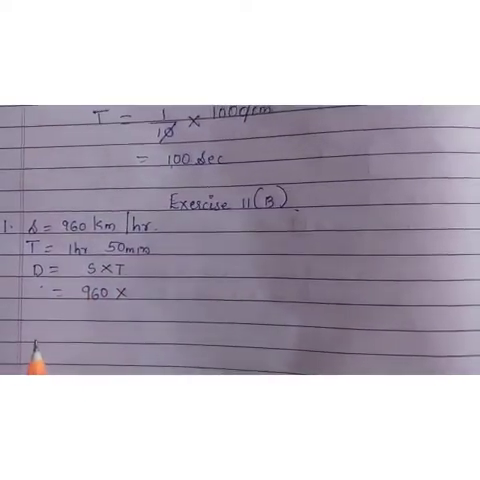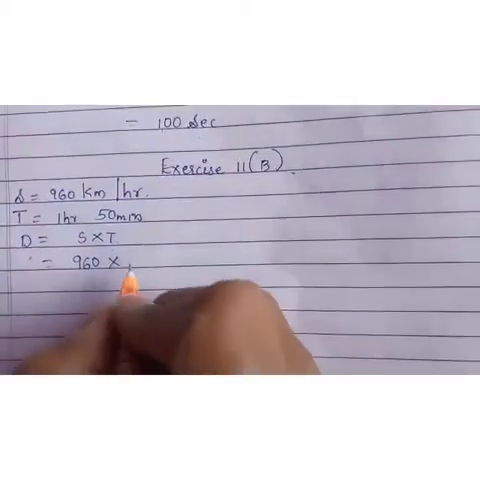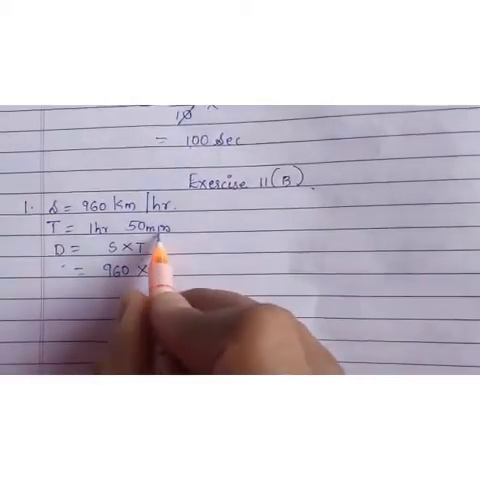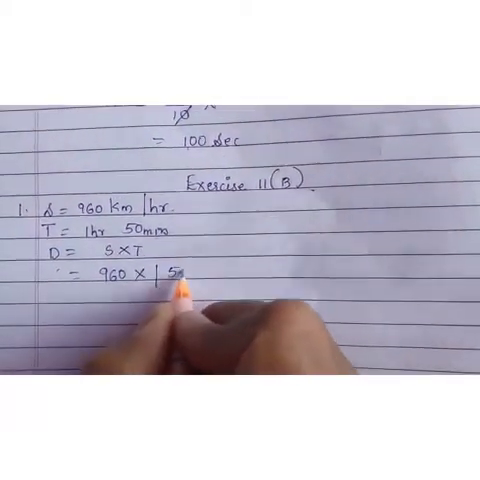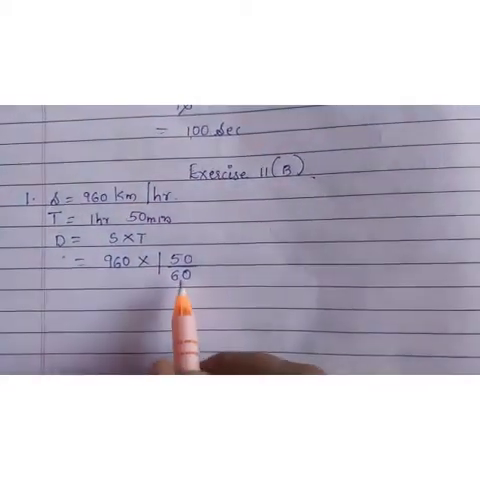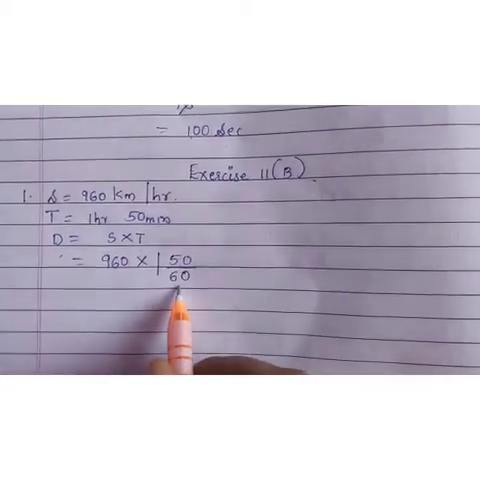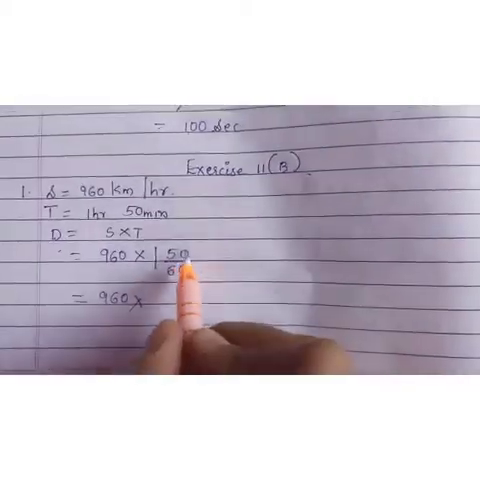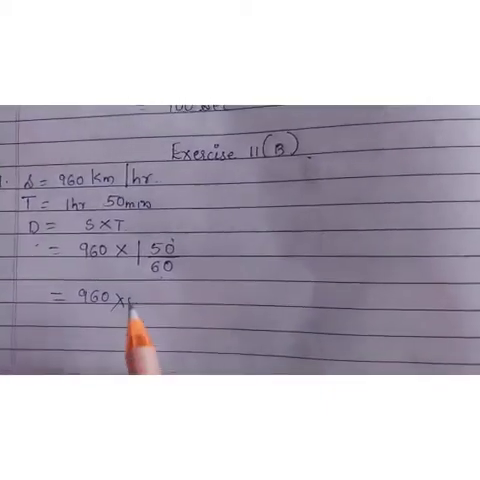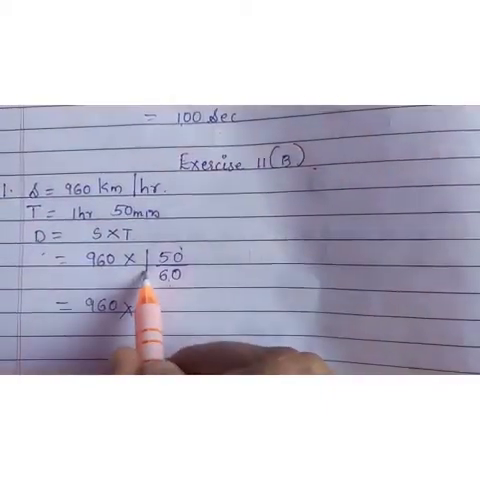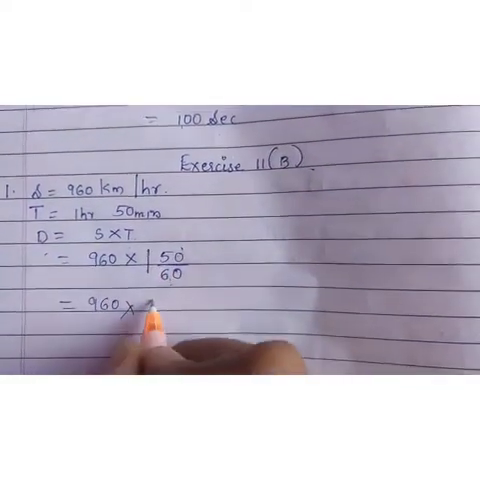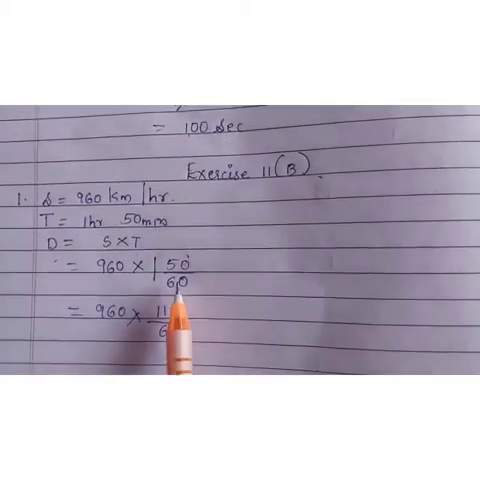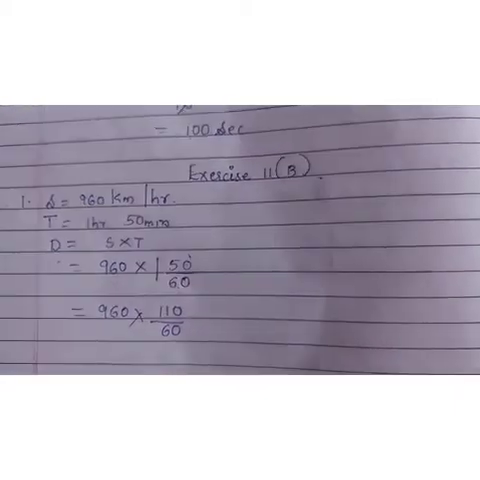So 1 hour 50 minutes, how will you write it? Children, write 1 hour as it is and 50 minutes. When you convert 50 minutes into hours, it becomes 50 upon 60 because 1 hour contains 60 minutes. So 50 upon 60 hours. Next, 960 as it is into, when you convert this mixed fraction into an improper fraction, 60 into 1 is 60 plus 50, it becomes 110 upon 60. I hope you know how to convert the mixed fraction into an improper fraction.